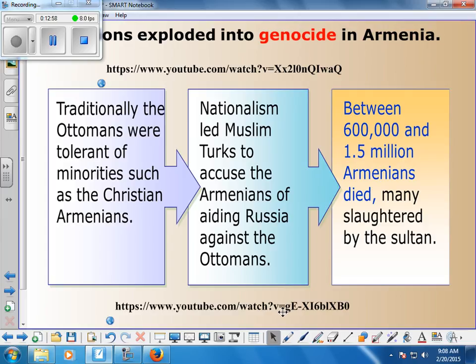So traditionally Ottomans were tolerant of minorities such as the Christian Armenians, but that changes. Nationalism led Muslim Turks, a group of Muslims who came to power, came to control the Ottoman Empire, to accuse the Armenians of aiding the Russians against the Ottomans. Between 600,000 and 1.5 million Armenians are killed as a result of this genocide. Many are slaughtered by the Sultan. The reason I put that there is for you to understand that the Sultan would be the government. He would be the man in charge. So he personally ordered these deaths.